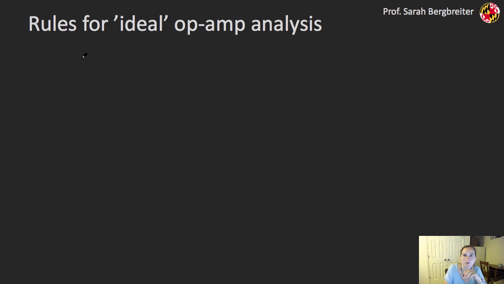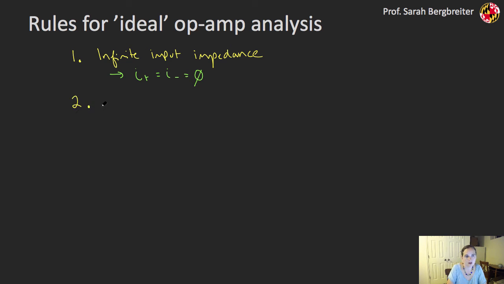These op-amp parameters ultimately give us some really nice rules for analyzing op-amp circuits. And for the most part, when we're not dealing with a lab or something in the real world, we can assume ideal op-amps. The first rule of an ideal op-amp is that it has infinite input impedance, and that means that the current going into the inverting and non-inverting inputs is going to be 0. Our second rule for an ideal op-amp circuit is that our inverting input is going to equal our non-inverting input.